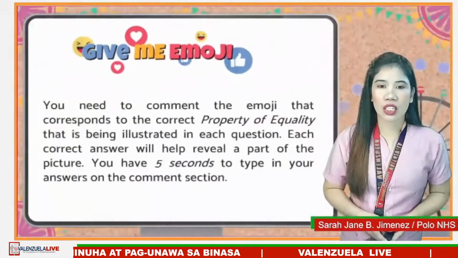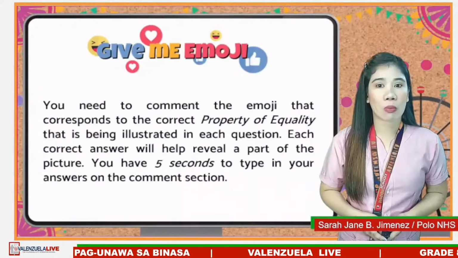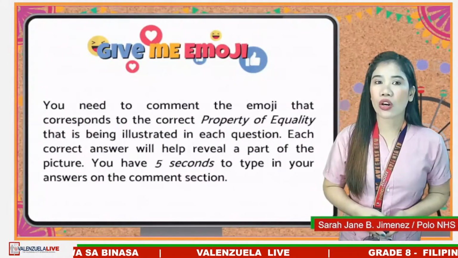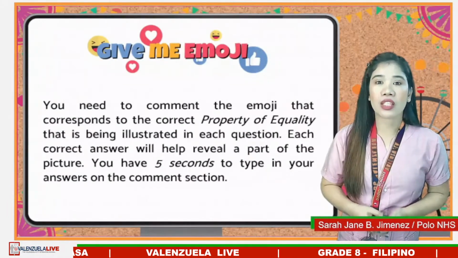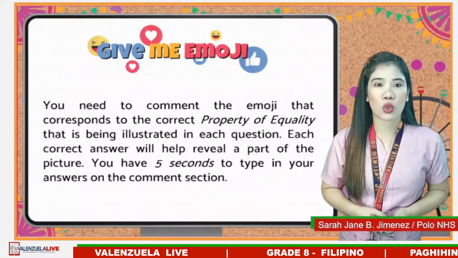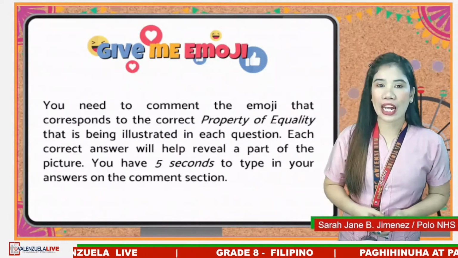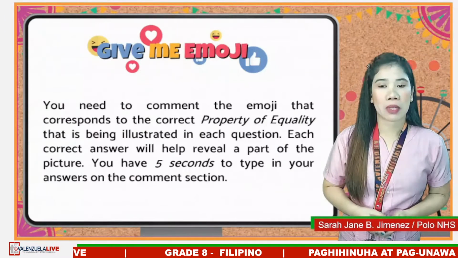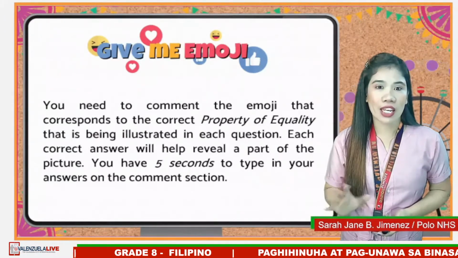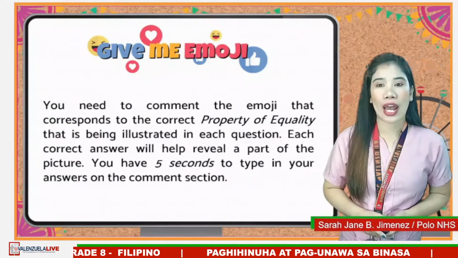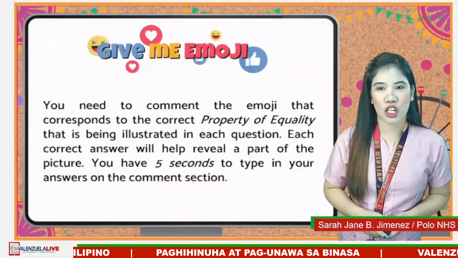In this activity, you need to comment or hit the emoji that corresponds to the correct property of equality that is being illustrated in each question. Each correct answer will reveal a part of the picture. You have 5 seconds to type or key in your answers on the comment section.